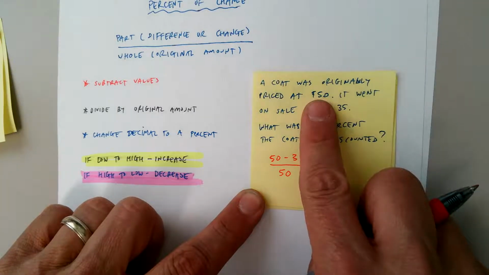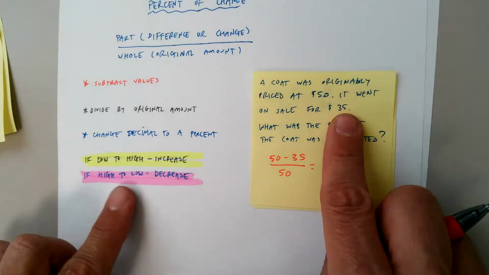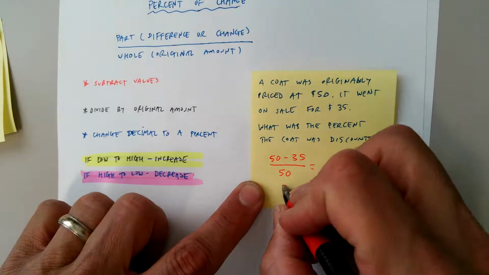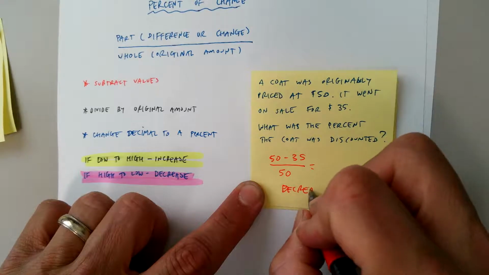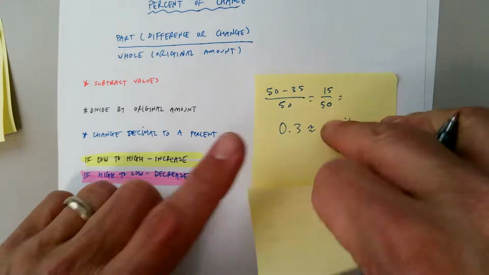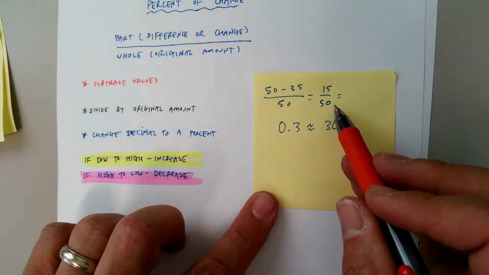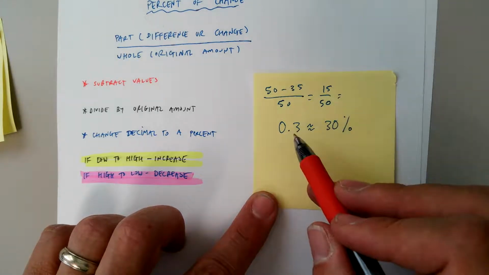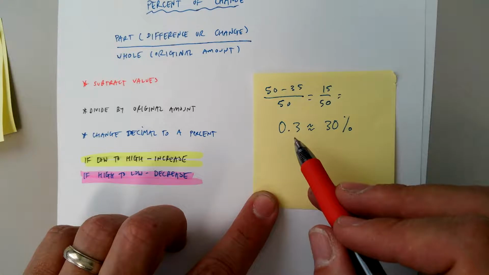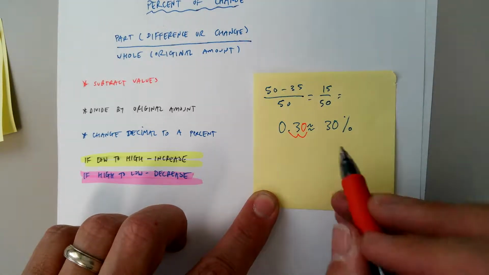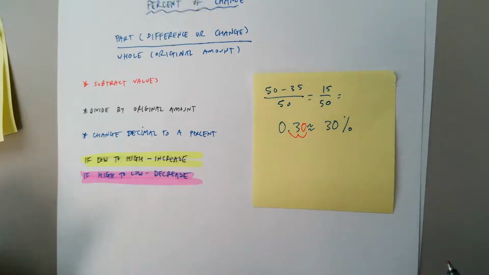And this is a higher to a lower number. So that means this is going to be a percent off. So it's percent off, or decrease, right? So this coat was marked down. When I do the math, 15 divided by 50 gives me 0.3. Now remember, 0.3 is not 3%. I got to move it 2 places and put a placeholder 0 in for 30%.